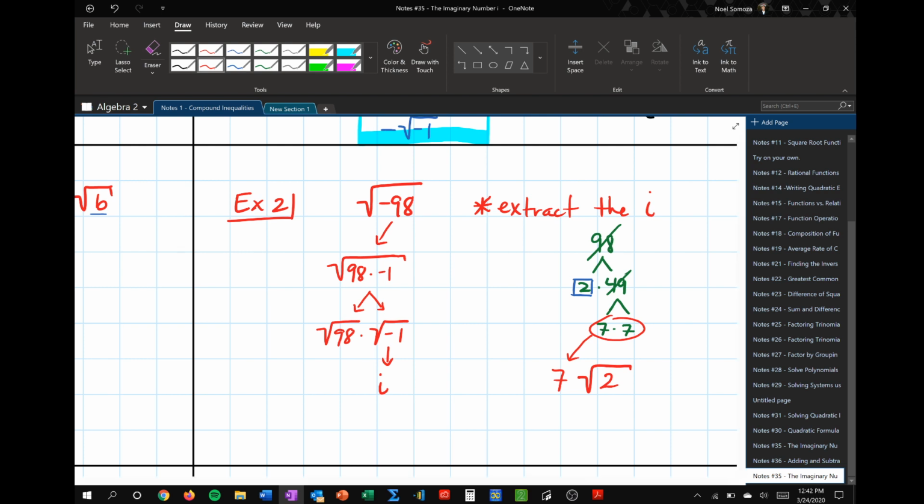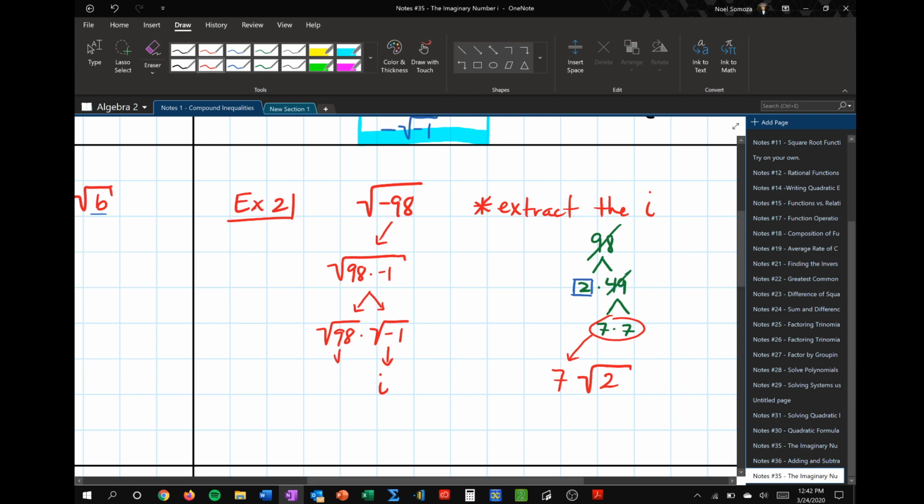So now instead of rewriting the square root of 98, instead of bringing it down, we can say this is 7 square root of 2. Drop the tail on the square root because i is on the outside. So now my final expression is 7 square root of 2, drop the tail, and then i is on the outside. Now this right here is the simplified version of the original answer.